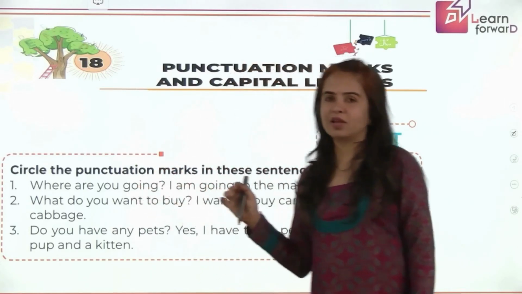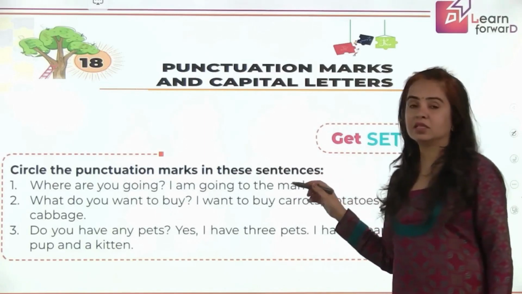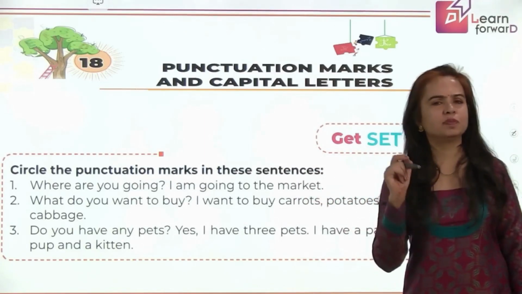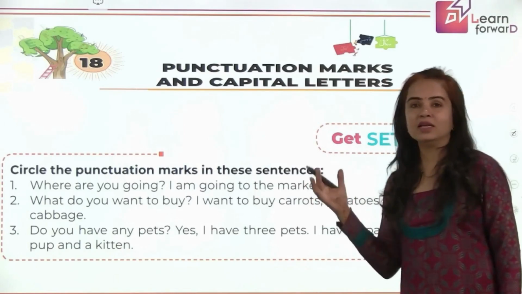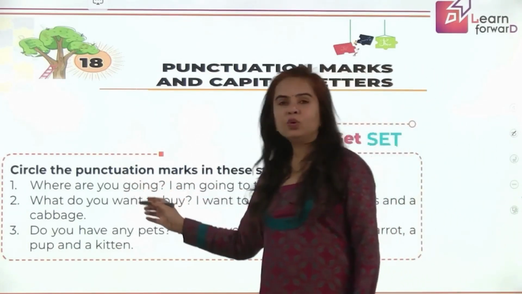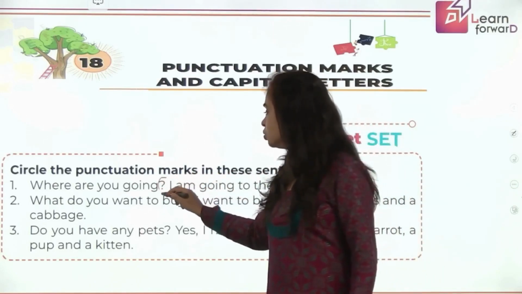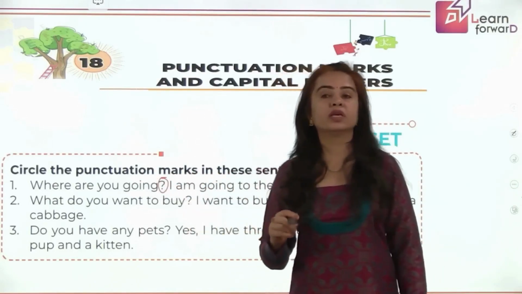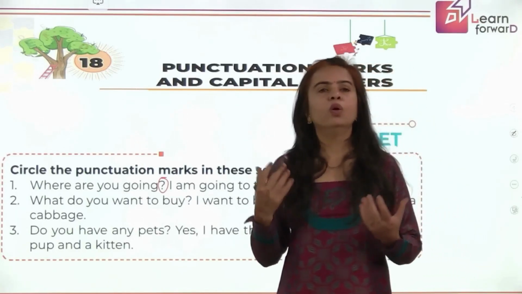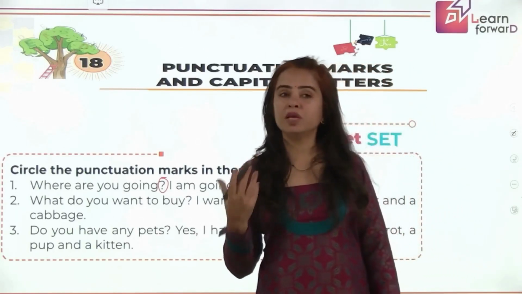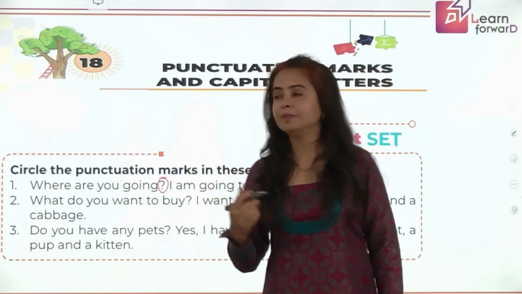Let's do this quick exercise. Circle the punctuation marks in these sentences. So we'll just identify the special symbols here which are a part of our writing the sentences. Like, where are you going? So this question mark shows that I am putting a question, and it helps me to speak also in the same way, like, where are you going? So if I am speaking like that, the other person knows I am putting a question, right?